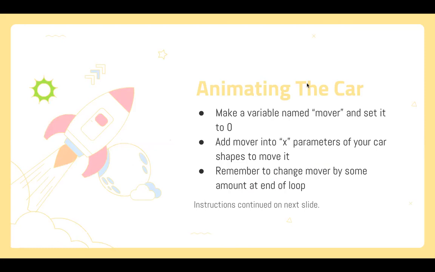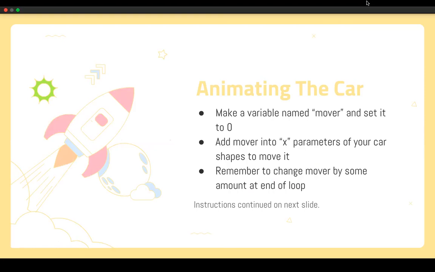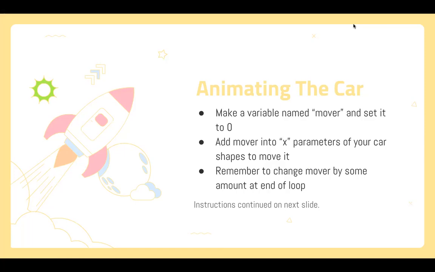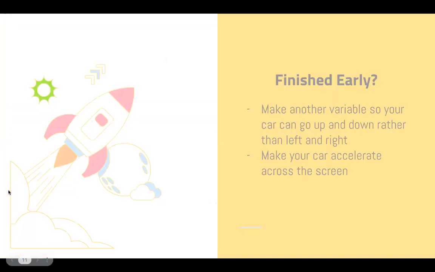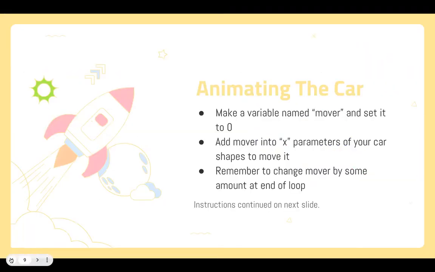Okay, so now we're going to animate the car. So why don't you guys open up your car project? I'll give you guys some time to do that. And we're going to make a variable named mover, and we're going to set it to 0. Then we're going to add the mover and replace our x parameters of our car shapes to move it.